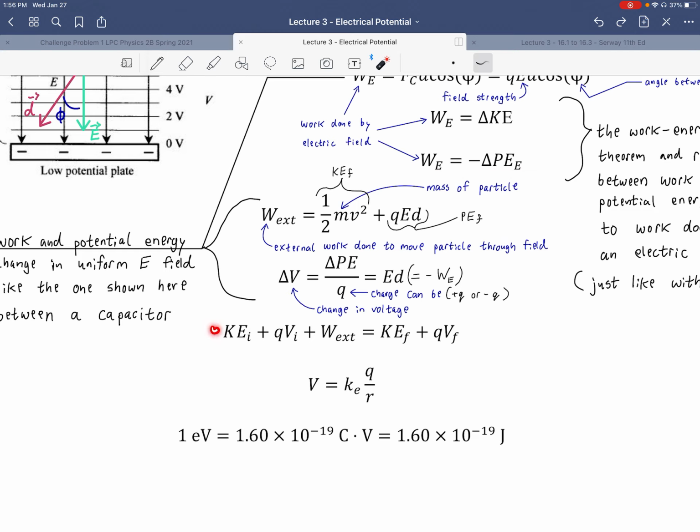So now on to the next line, this one here. This is a conservation of energy equation. You've seen the type, right?